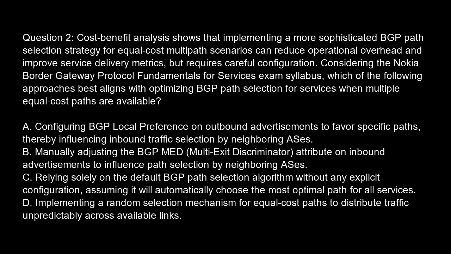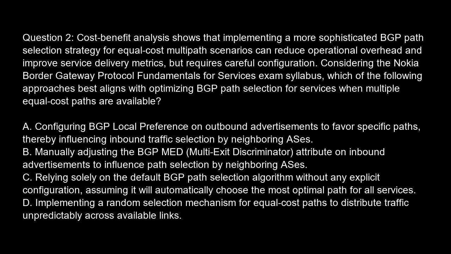Option A. Configuring BGP local preference on outbound advertisements to favor specific paths, thereby influencing inbound traffic selection by neighboring ASes. Option B. Manually adjusting the BGP MED (multi-exit discriminator) attribute on inbound advertisements to influence path selection by neighboring ASes. Option C. Relying solely on the default BGP path selection algorithm without any explicit configuration, assuming it will automatically choose the most optimal path for all services.